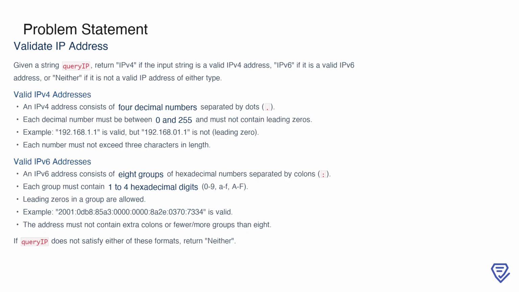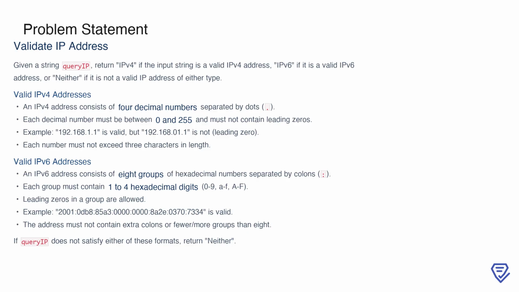For IPv4, the address consists of 4 decimal numbers separated by dots, where each number must be between 0 and 255. Importantly, these numbers cannot have leading zeros, so something like 192.168.01.1 is invalid. Additionally, each number can have at most 3 characters.